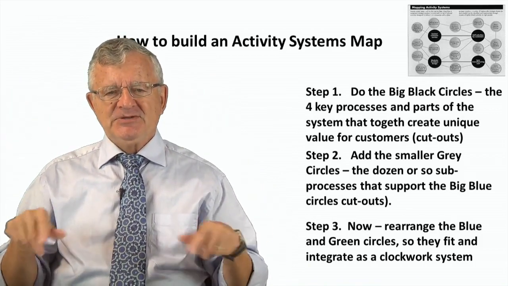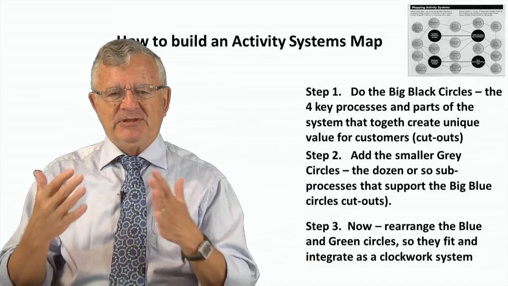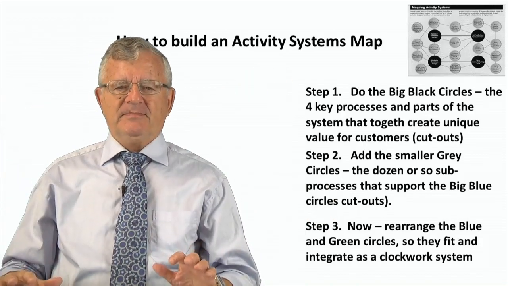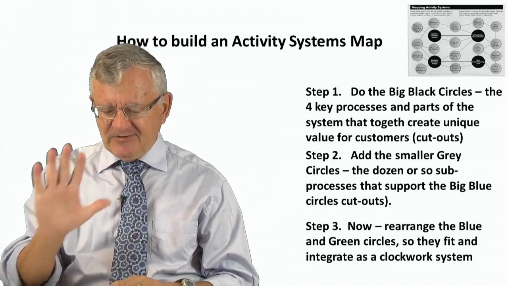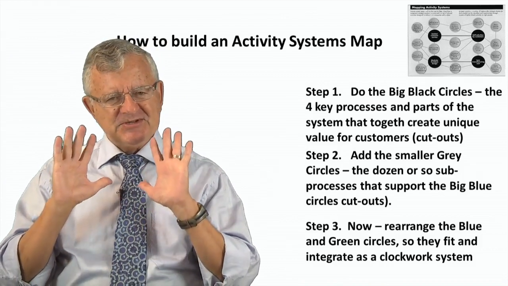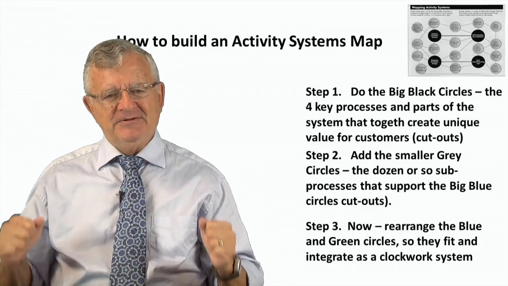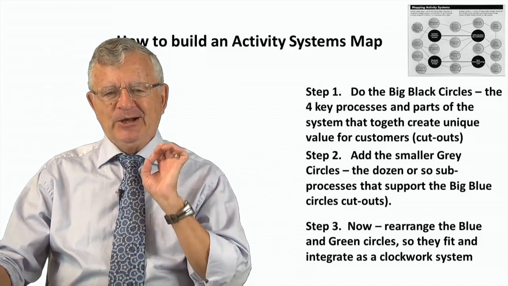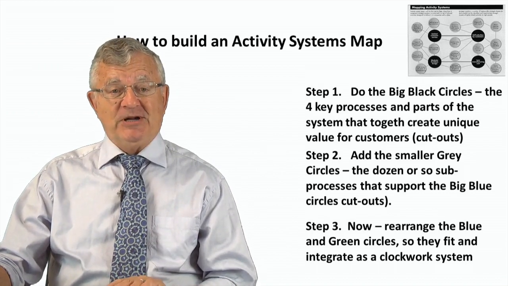So you add smaller gray circles, a dozen or so that support the black circles and connect them so that you can see how this is all connected. And you can rearrange them a bit and eliminate some and add some. Make sure you've got everything in there and then look at it, and when you can see that this is a beautiful, well-oiled machine, this is how I'm going to create value, make it happen. Integrate it as a beautiful clockwork system, like a beautiful, complex, fine Swiss watch.